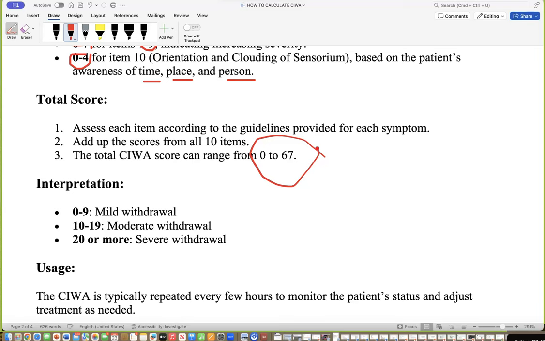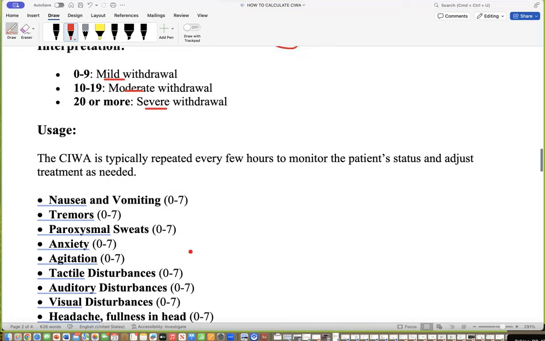But then, how do we interpret the step-by-step numbers that we get? We also have mild, moderate, and severe. So 0 to 9 is mild, 10 to 19 is moderate, 20 or more is severe withdrawal. That is how we interpret the withdrawal scale.